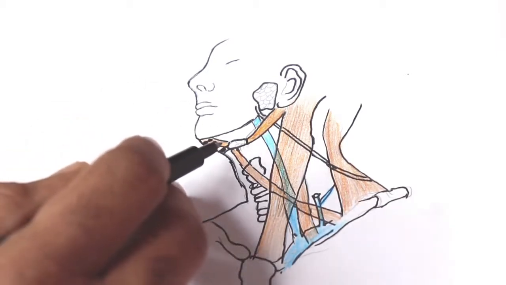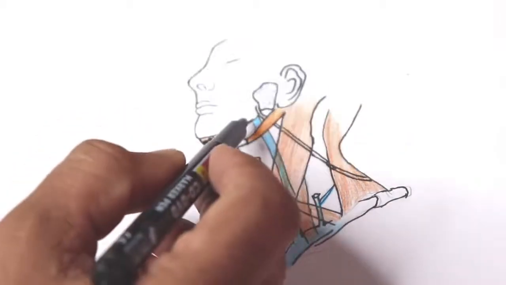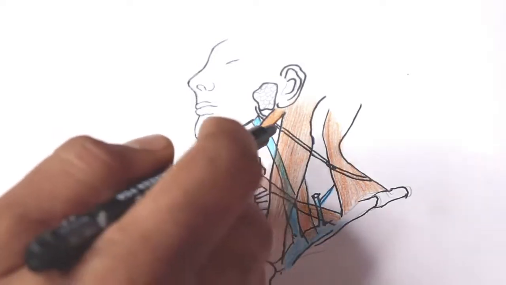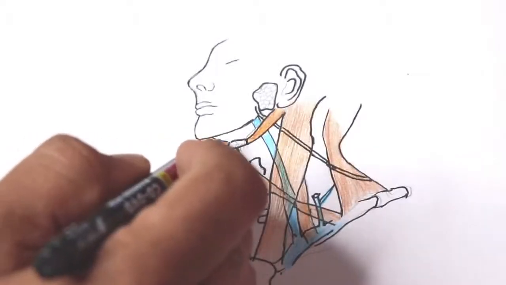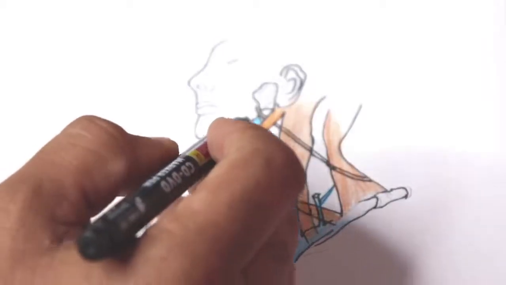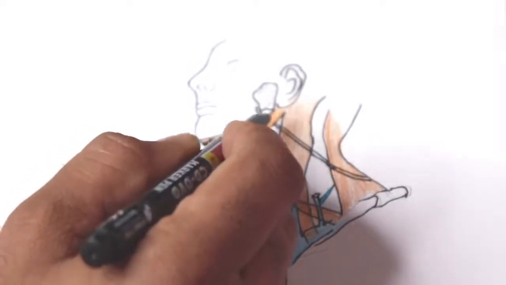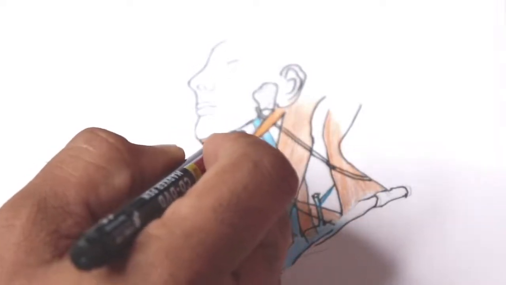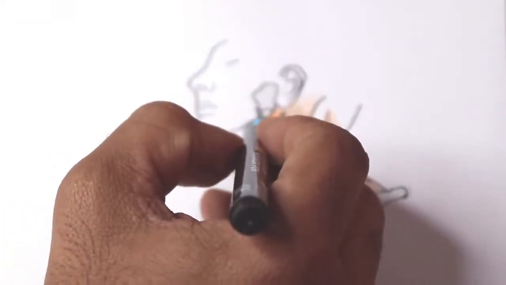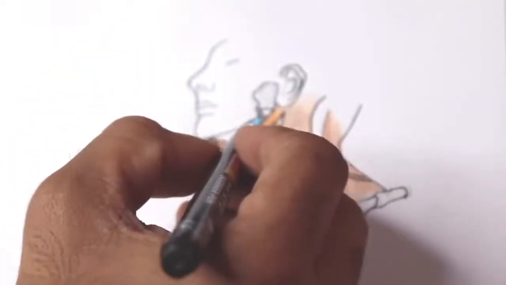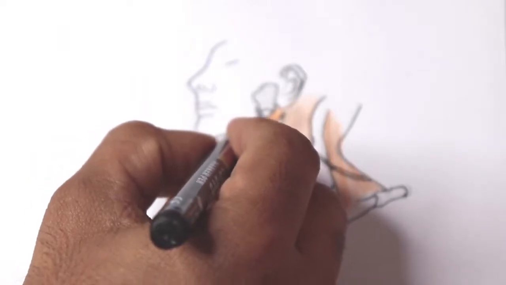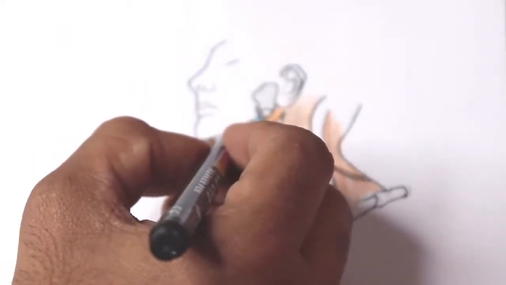Level 1B is the submandibular triangle. So the mandible on the superior side, and the anterior belly of the digastric and the stylohyoid muscles, which is not drawn here. This is the posterior belly of the digastric muscle, just adjacent to this area. So the stylohyoid muscle comes here. The nodes which are present over here come under level 1B.